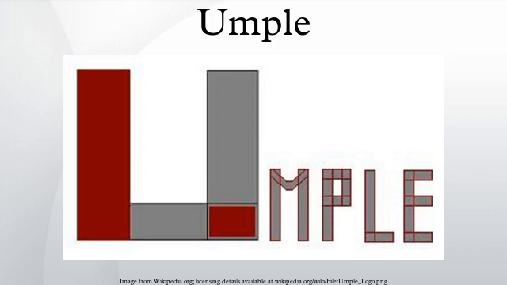Umple is a language for both object-oriented programming and modeling with class diagrams and state diagrams. The name Umple is a portmanteau of UML, ample, and programming language, indicating that it is designed to provide ample features to extend programming languages with UML capabilities.